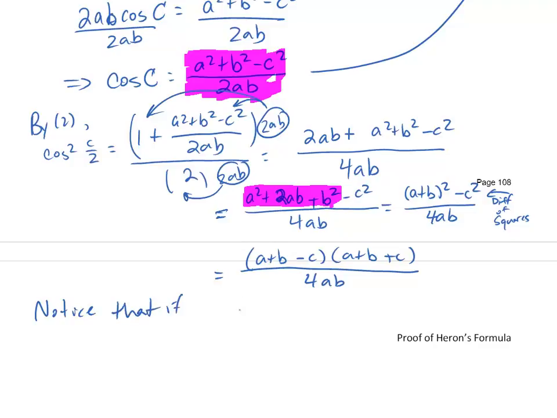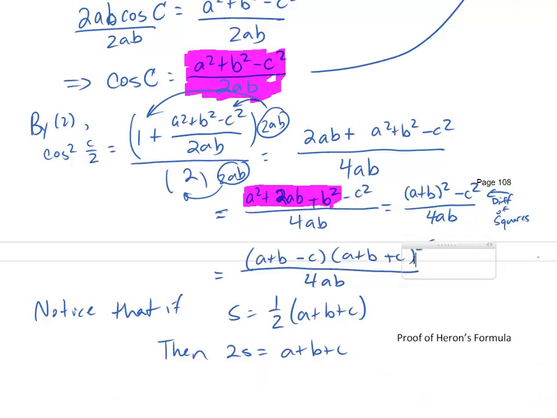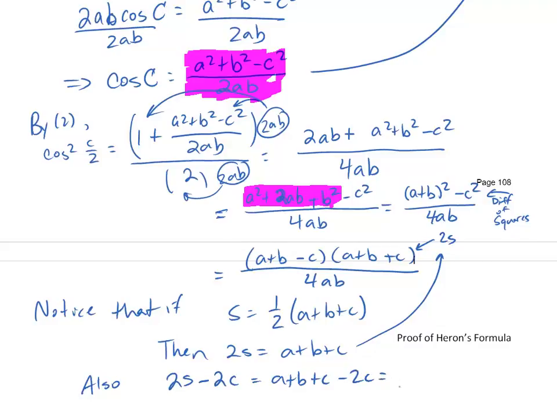Notice that if S is 1/2 A plus B plus C, then 2S is A plus B plus C. That is, right here, I have a 2S. Also, 2S minus 2C would be A plus B plus C minus 2C, which is A plus B minus C.